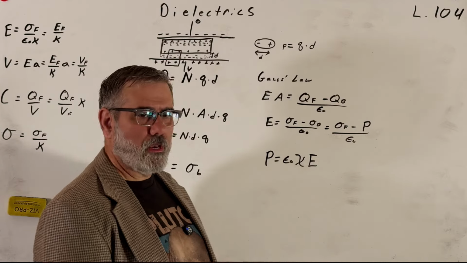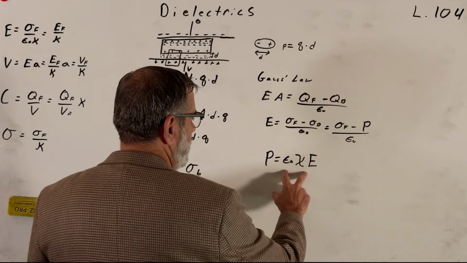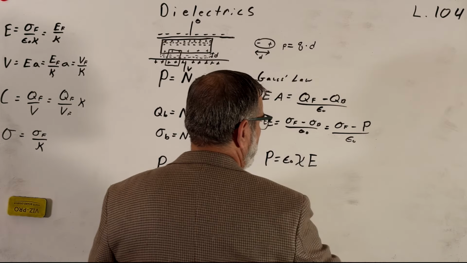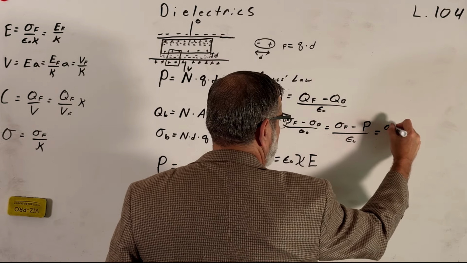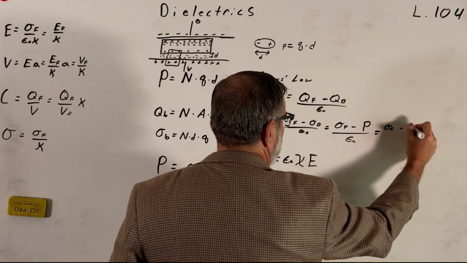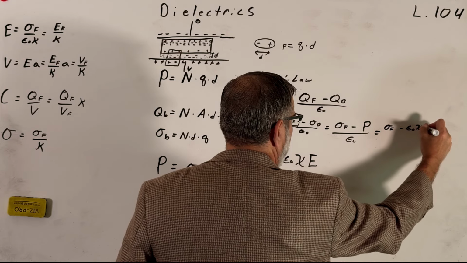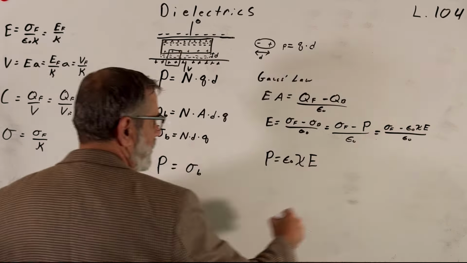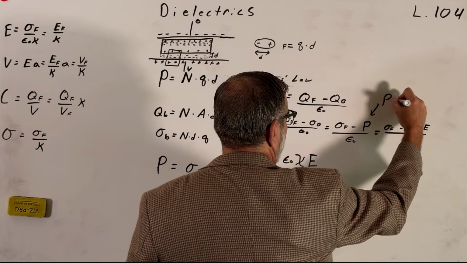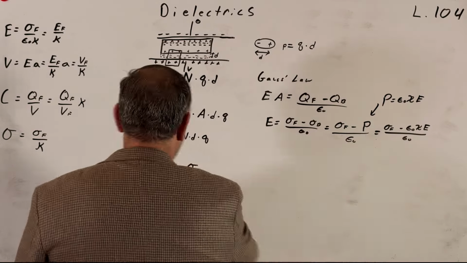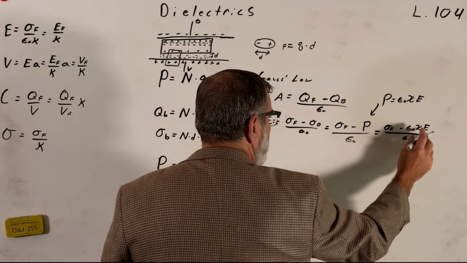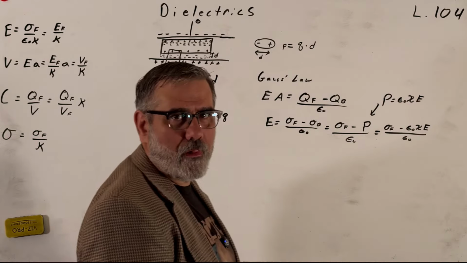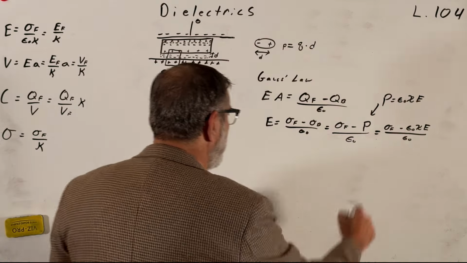So here, though, we're going to consider it to be linear. If I insert this in here, I can write sigma sub f minus epsilon naught chi times E, divided by epsilon naught. Let me write this over here because I want the room. I'm going to put these two electric fields together, because on the left-hand side I have the electric field, on the right-hand side I have the electric field, right? So let's put them together.